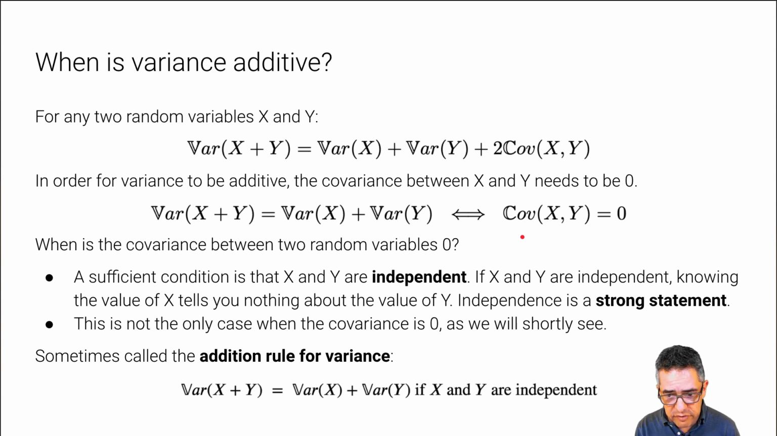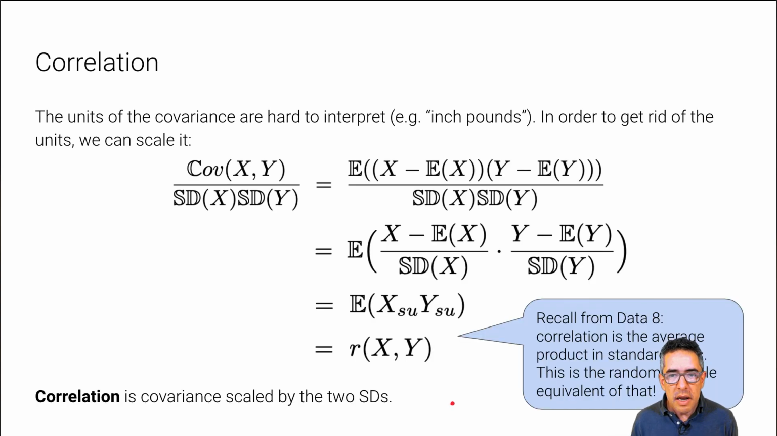Now the converse is not necessarily true. Independence is a very strong condition, and it implies 0 covariance. This is known often as the addition rule for variance, which says the variance of the sum of two random variables is additive if they are independent. As we said, this is not an if and only if. There are cases where you can find 0 covariance because of the properties of the distributions, even though they are not independent.